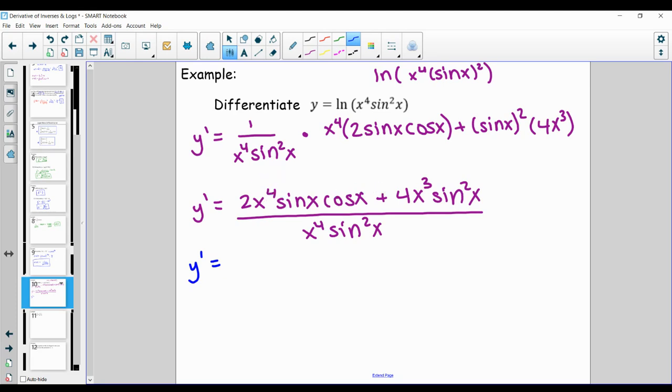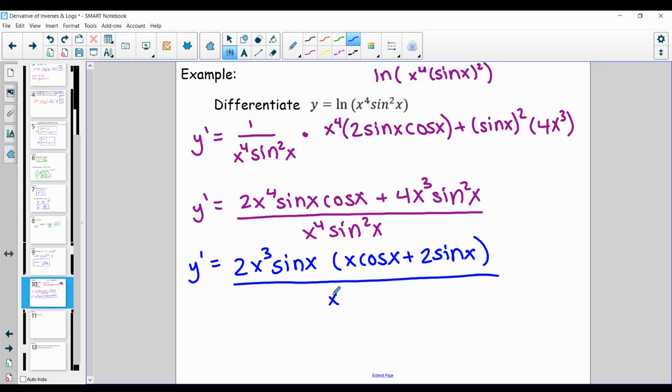So on the top, we have the 2 and the 4, so we could pull out a 2. We have x to the 4th, x to the 3rd, so we can pull out a 2x to the 3rd. We have a sine x cosine x and a sine squared x, so we could take out a sine x. So we're left with x cosine x plus 2 sine x over x to the 4th sine squared x.